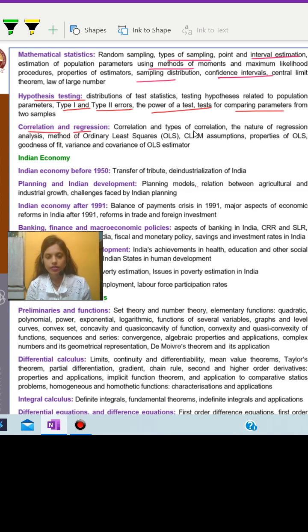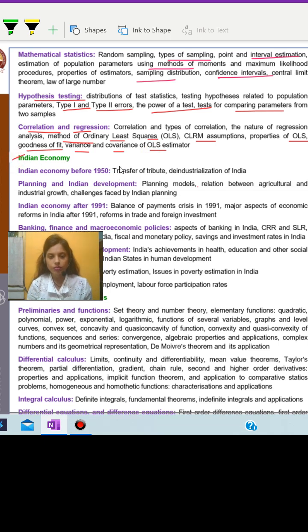Correlation and regression is unit say method of ordinary least squares, then CLRM assumptions, properties of OLS, goodness of fit, variance and covariance of OLS estimator. ये सभी important है. Coming to the Indian economy.